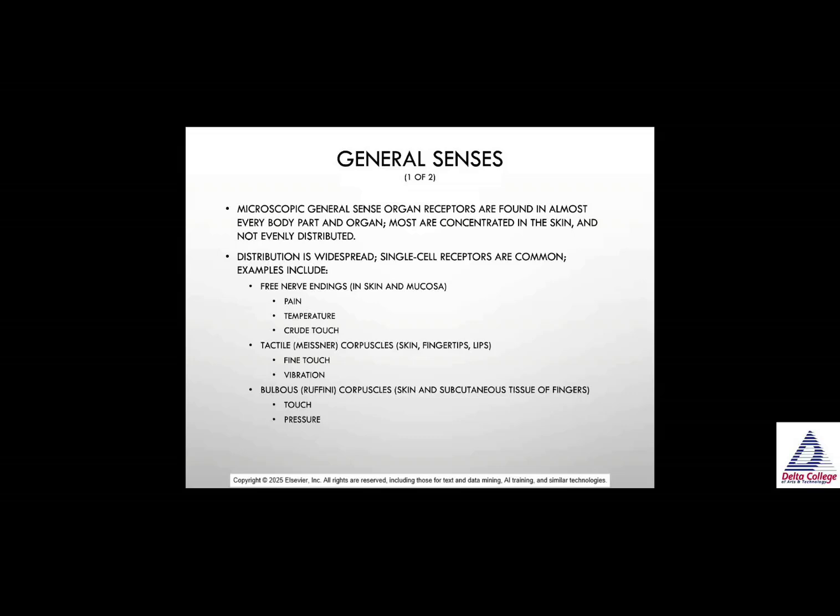Now, general senses. These are microscopic general sense organ receptors that are found in almost every body part and organ. The most are concentrated on the skin, but they are not evenly distributed. Distribution is widespread. They are single cell receptors that are common, and examples include free nerve endings in the skin and mucosa that sense pain, temperature, crude touch.